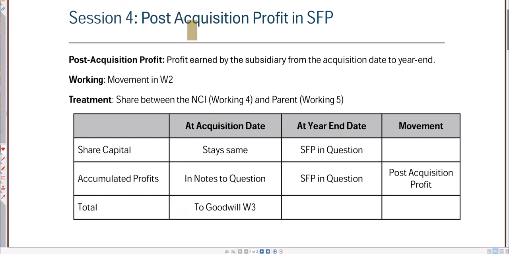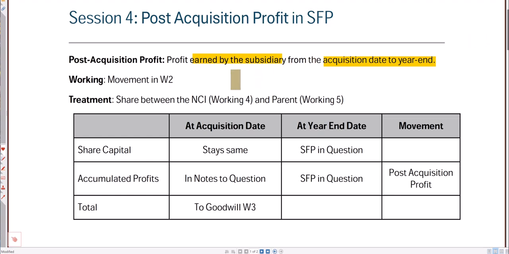So what we're going to do is I will explain it to you here, and then I'll remind you how to prepare a statement of financial position, and you can have a go at the example, and then I'll work my way through it and show you what you should have done. So post-acquisition profit. This is profit that is earned by the subsidiary from the acquisition date up to the year end that we're working towards. Okay, post-acquisition profit of the subsidiary.